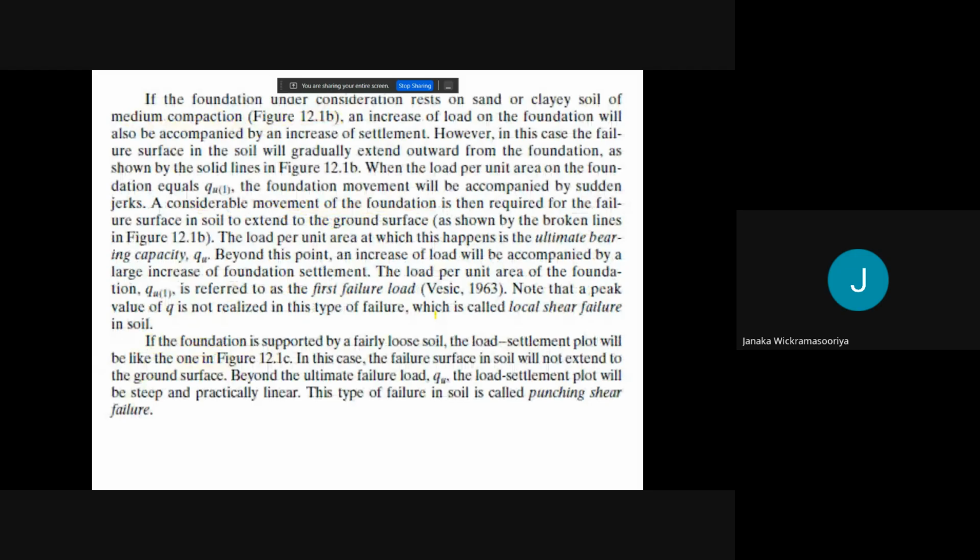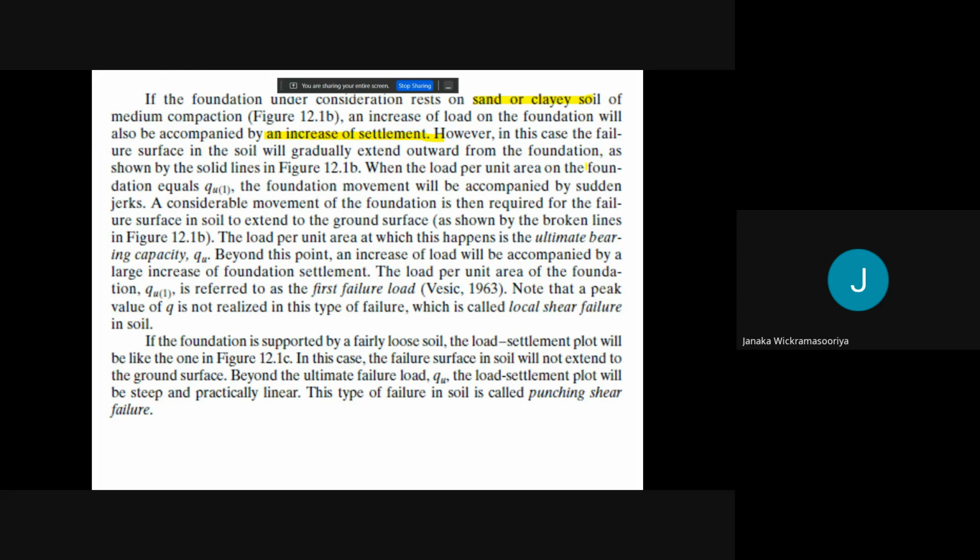Right? Now, if the foundation under consideration rests on sand or clay soil of medium compaction, an increase of load on the foundation will be accompanied by an increase of the settlement. Right? However, in this case, failure surfaces in the soil will gradually extend outward from the foundation, as shown by the solid lines in the next figure.